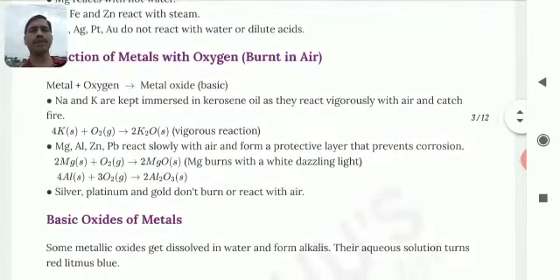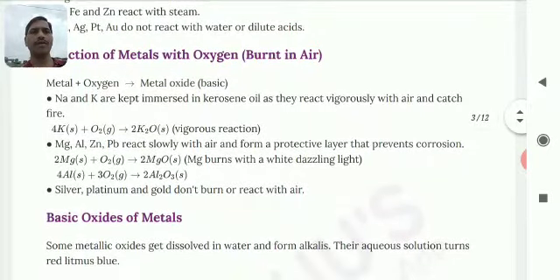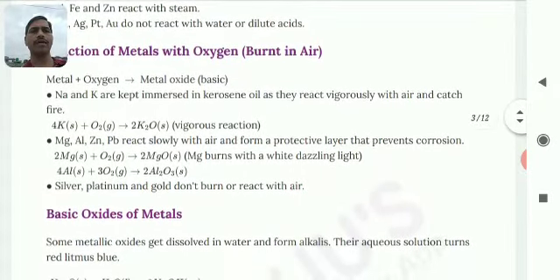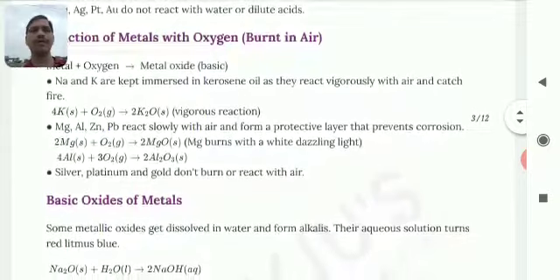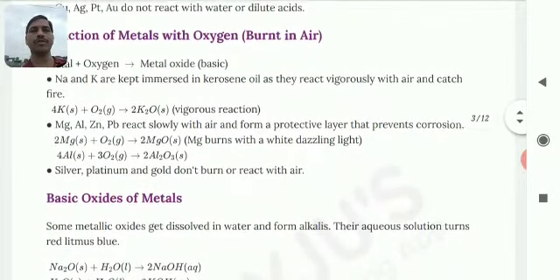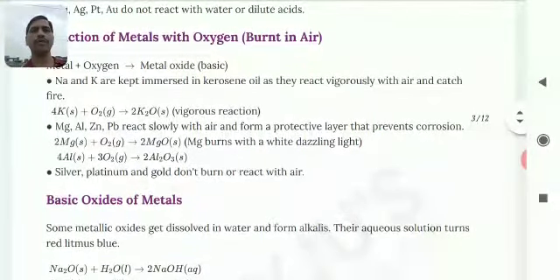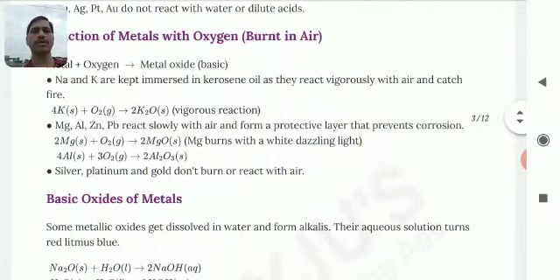Sodium and potassium are kept immersed in kerosene as they react vigorously with air and catch fire. You can see the reaction of potassium with oxygen. Potassium reacts with oxygen to form 2 moles of potassium oxide.